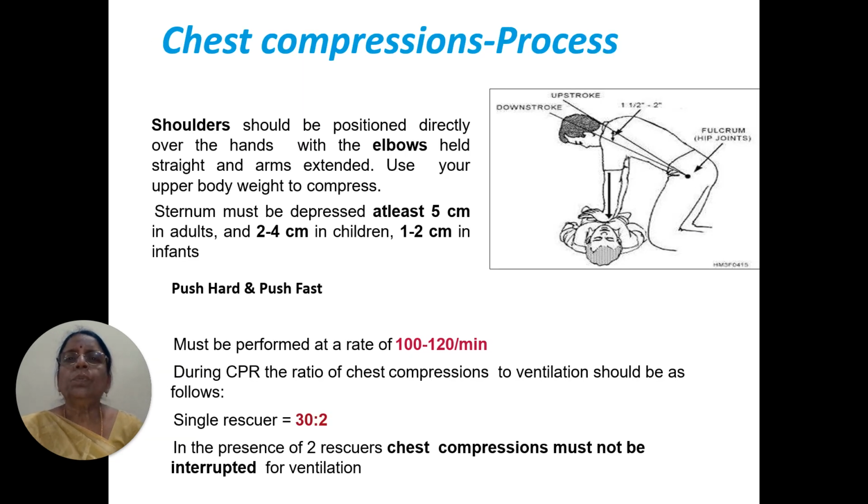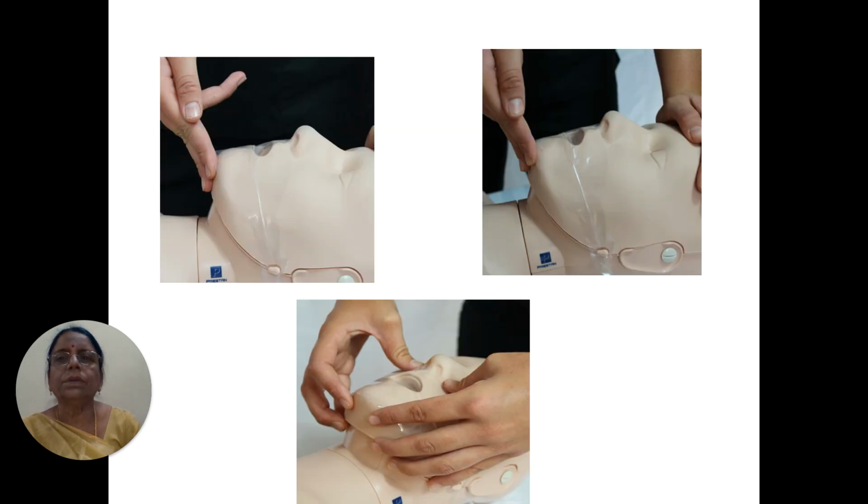Shoulders should be positioned directly over the hands with the elbows held straight and arms extended. Use your upper body weight to compress. Push hard and push fast. It must be performed at a rate of 100 to 120 per minute. Single rescuer, 30:2. In the presence of 2 rescuers, chest compressions must not be interrupted for ventilation.